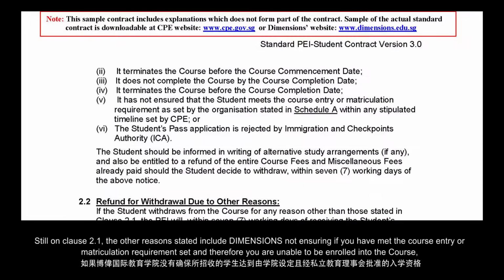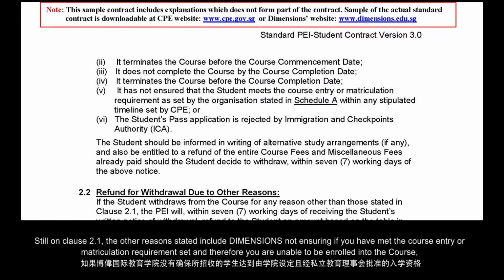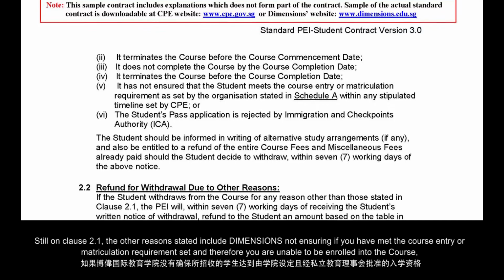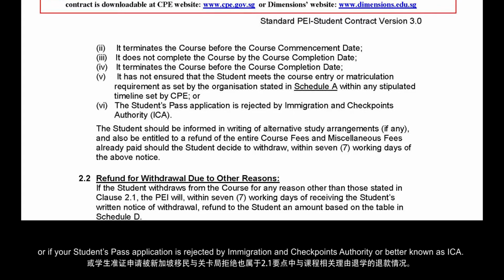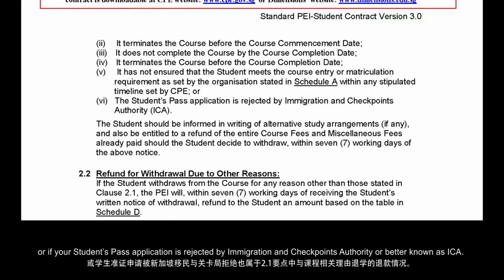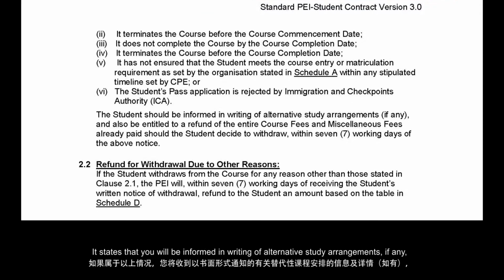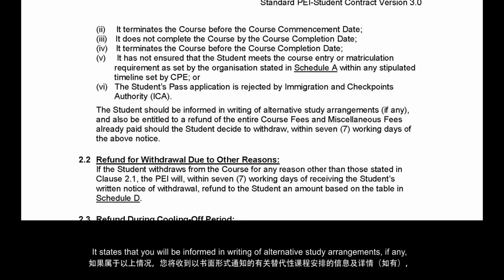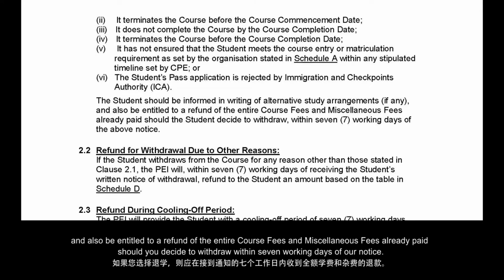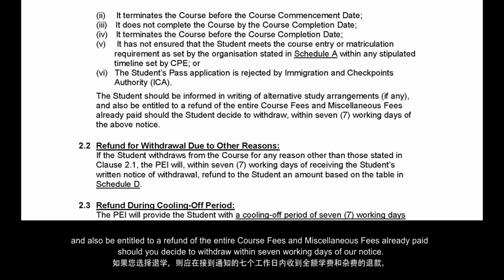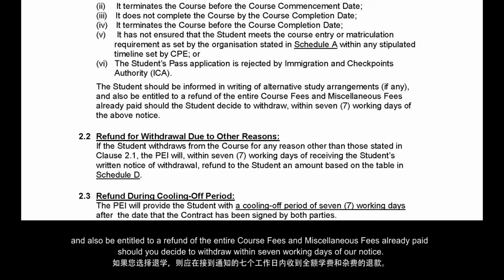Still on Clause 2.1, the other reasons stated include Dimensions not ensuring if you have met the course entry or matriculation requirements set and therefore you are unable to be enrolled into the course, or if your student pass application is rejected by Immigration and Checkpoints Authority, or better known as ICA. It states that you will be informed in writing of alternative study arrangements, if any, and also be entitled to a refund of the entire course fees and miscellaneous fees already paid should you decide to withdraw within the 7 working days of our notice.